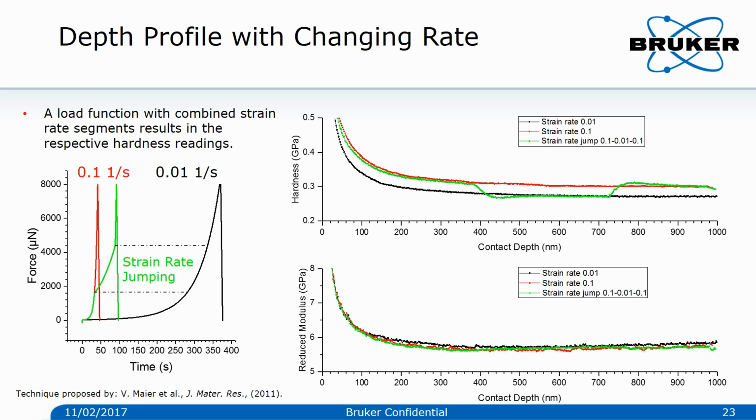We see for the green curve that we started with a strain rate of 0.1 per second, and at a contact depth of 400 nanometer, the strain rate has been changed to 0.01 per second until a depth of around 700 nanometer. Within that range, the hardness is coinciding with the hardness of the low strain rate, but before and after the lower strain rate segment, the hardness is coinciding with the hardness observed in the higher strain rate of 0.1 per second. The modulus is not affected by the experiment.